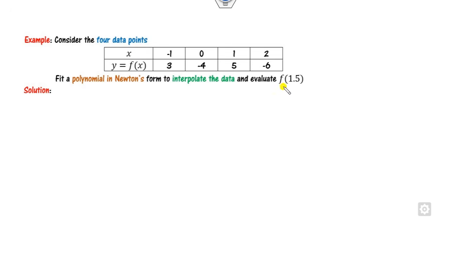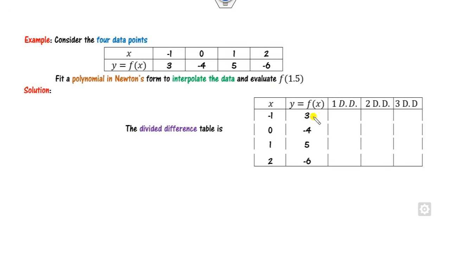A data set is given, and you have to find the polynomial and the value at the point. Can you find the first difference? It is minus 4 minus 3 divided by 0 minus minus 1, so it will be minus 7, written in between them. The next number will be 5 minus minus 4 divided by 1 minus 0, which is 9. The next number will be minus 6 minus 5 divided by 2 minus 1, it is minus 11. Always remember you have to write in between them.